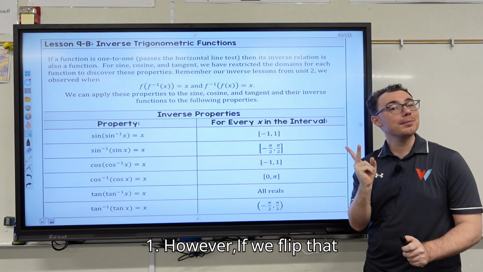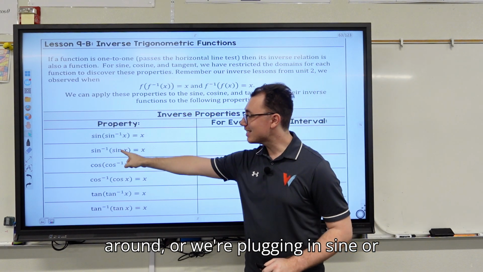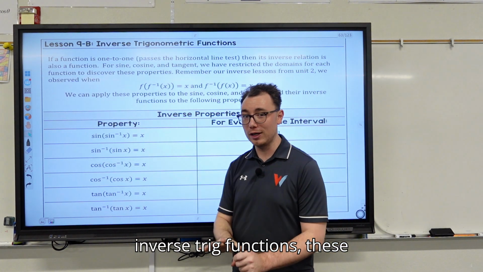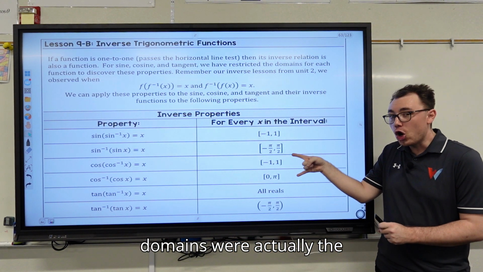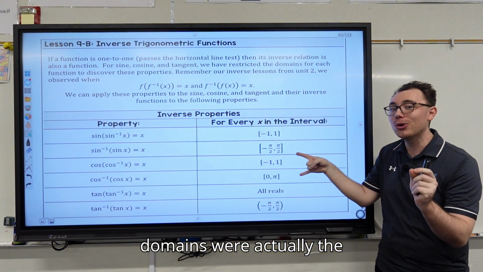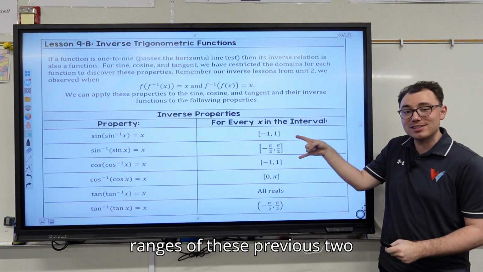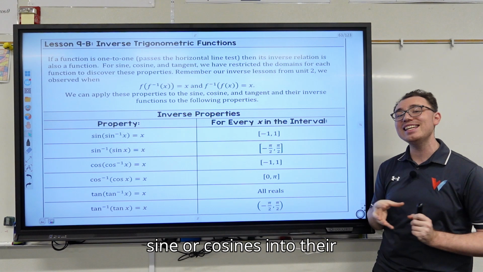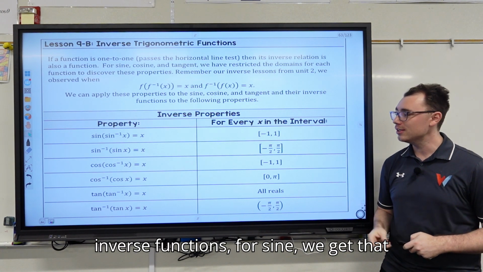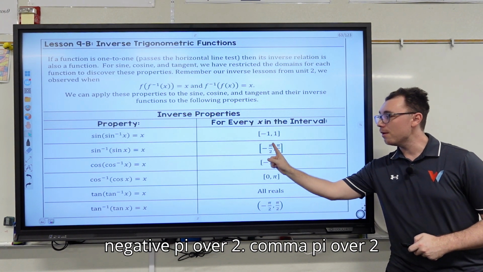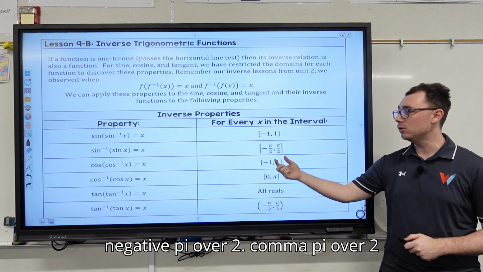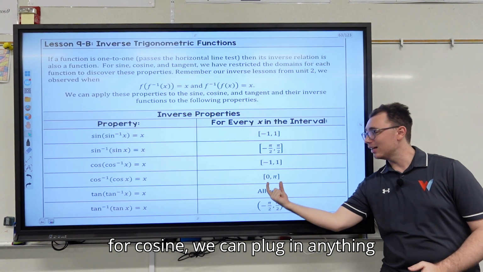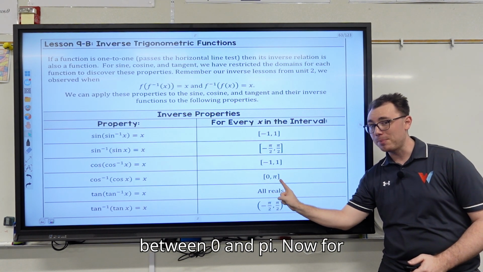However, if we flip that around, where we're plugging in sine or cosine into their corresponding inverse trig functions, these domains were actually the ranges of the previous two examples. So when we're plugging in sine or cosine into their inverse functions, for sine we get -pi/2 to pi/2 for the x values that we can plug in. And for cosine, we can plug in anything between 0 and pi.